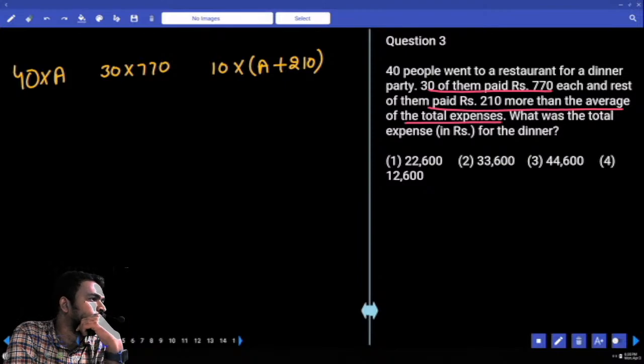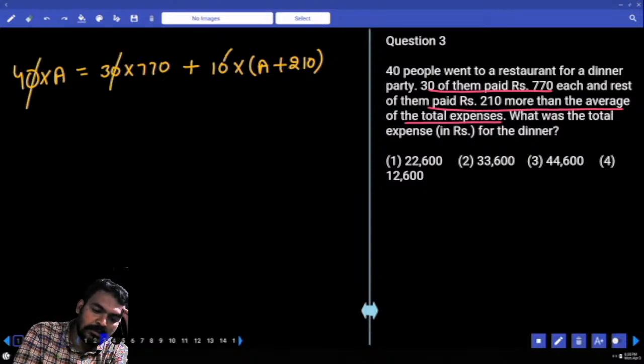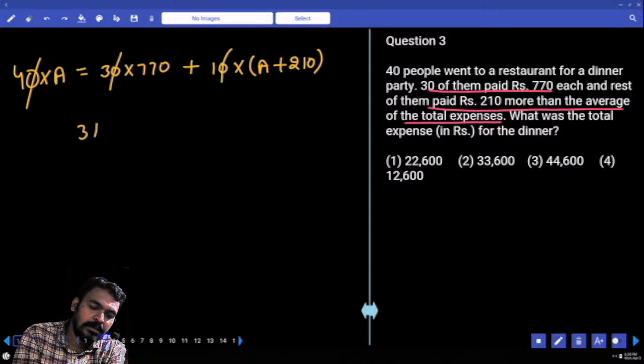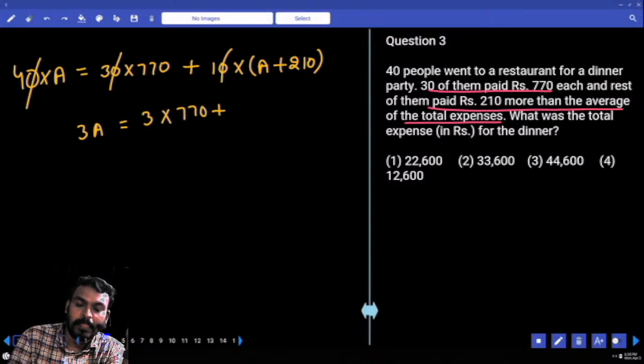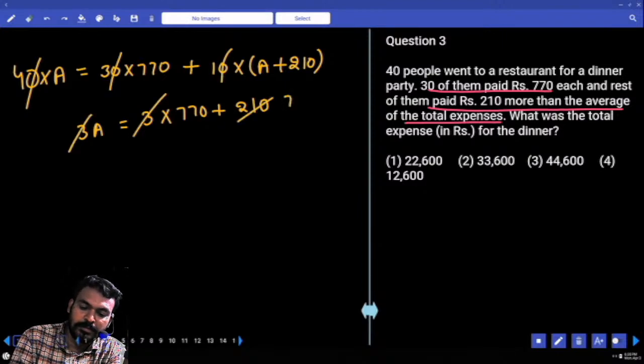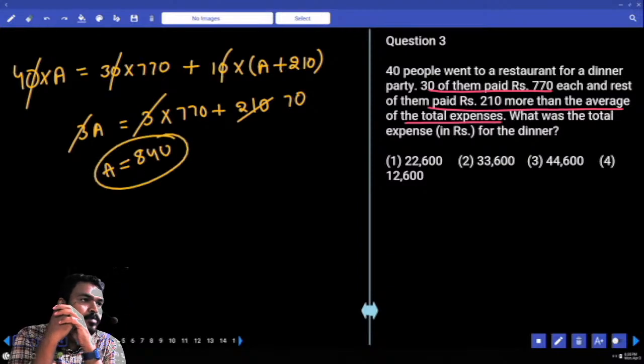Left hand side, how many persons sum? 40A. Right hand side 30 times 770 plus 10 times A plus 210. Total 40 persons. Equal or different? Equal. Left hand side 0, right hand side 0 cancel or not? Left hand side 4A, right hand side 1A. Difference is 3A, or not? That is equal to 3 into which one? 770 plus 210, or not? Left hand side 3, right hand side 3, how many times? 70 times, or not? 770 plus 70.